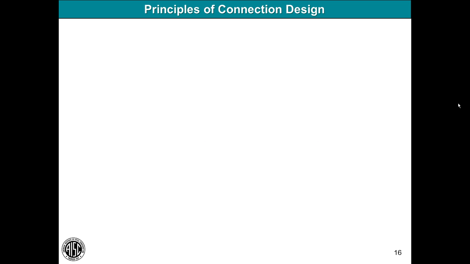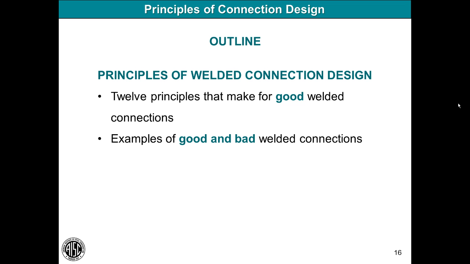Here's the outline of today's webinar. We're going to review 12 principles that make for good welded connections. And then, in the form of some case studies, in the form of examples, we'll look at good and bad welded connections. And then we're going to wrap up the webinar by looking at some ugly welded connections. Those are the case studies of actual projects where some of these principles have been violated, and we ended up with something that's just flat out ugly. So there's where we're going, and let's start with the emphasis on the good and the bad.